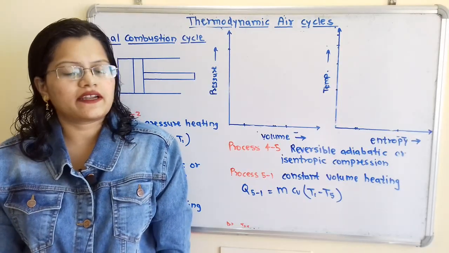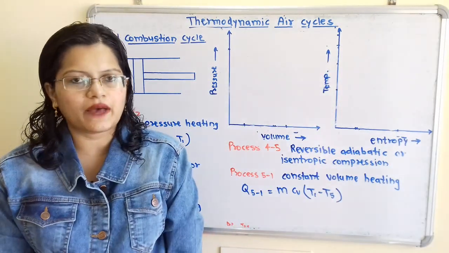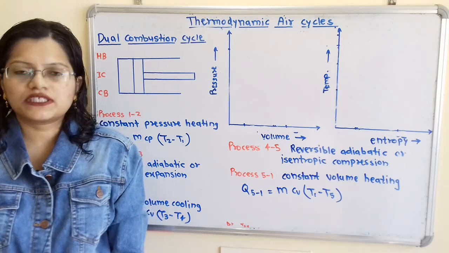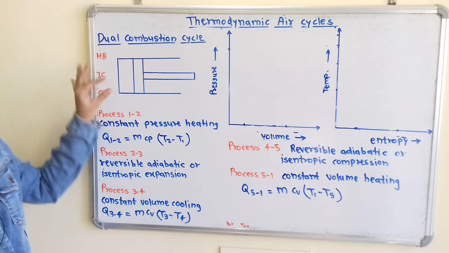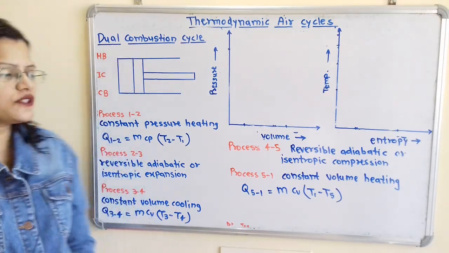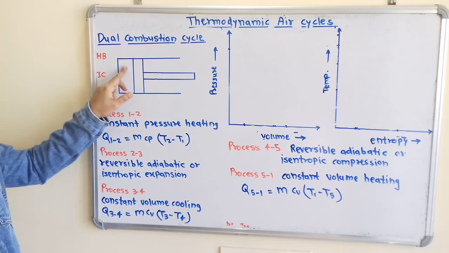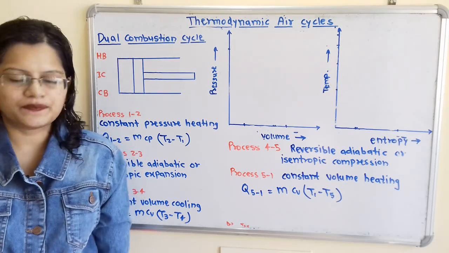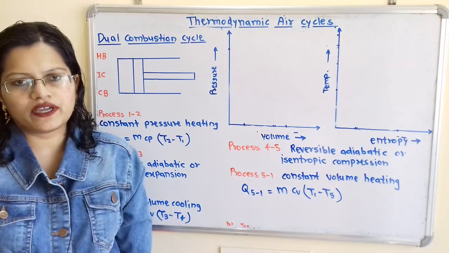Let us understand how to draw pressure, volume and temperature entropy diagram for dual combustion cycle. As dual combustion cycle is a thermodynamic air cycle, that is, air is enclosed in this piston cylinder arrangement. If we observe this diagram, here is hot body, insulated cap and cold body, which is brought in contact with the bottom of the cylinder. Now we will consider the initial condition of air.